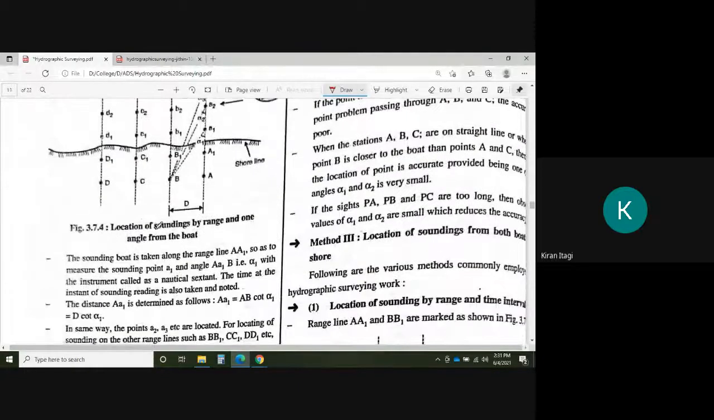Next one, locating of sounding by ranging and one angle from the boat. See here what you will do. Your ranging line is A1. The boat will come here and stand. You will take one angle. Again the boat will come here, and you will take another angle called alpha 2. Here you will come, but the angle is taken from the boat. You will come here at this point and take the angle at B.